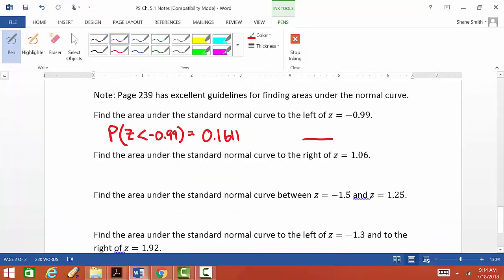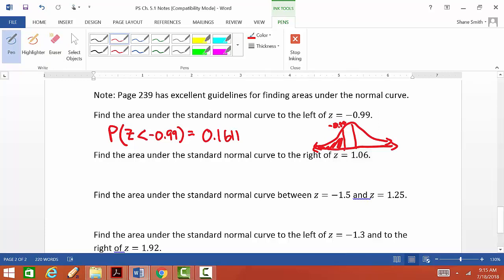Now, to give you a visual here, and I suggest for all of these, at least at first, you draw a bell curve. So all we did is, if this is 0, negative 0.99 is about right here. And we looked up and found that area. I'm going to have to write about it because I covered up my problem on the next one. Okay, let's go to the next one.